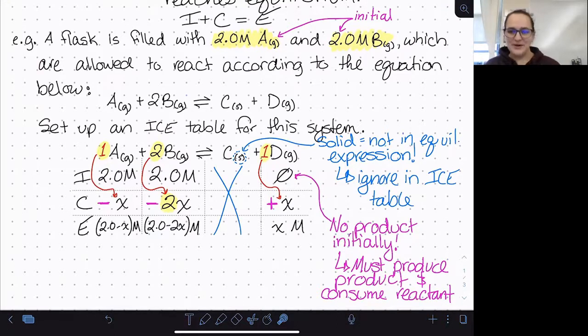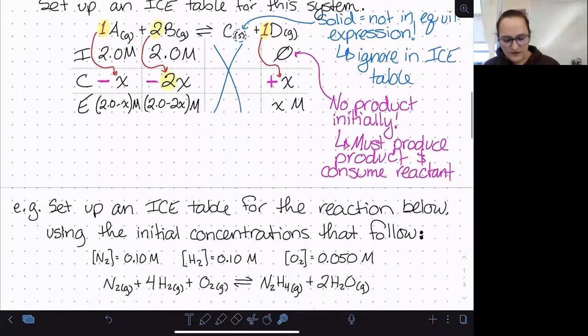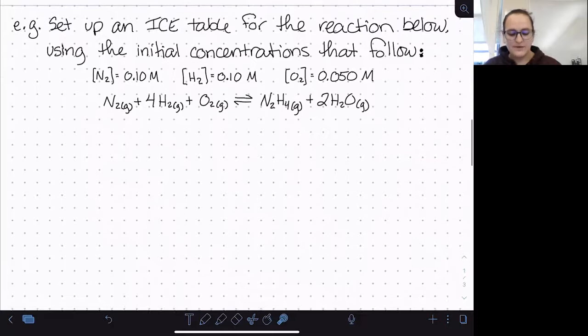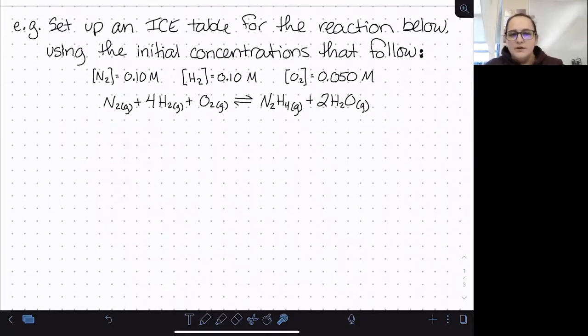So one more example that I would like you to try on your own first. Set up an ICE table for the reaction below using the initial concentrations that follow. So here are your initial concentrations, and here is your reaction. So take a minute or two and try to just set up an ICE table like the one we just did, filling in all of the boxes, filling in all of your rows with the appropriate expressions.